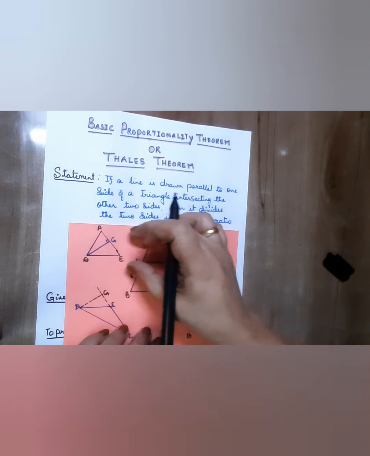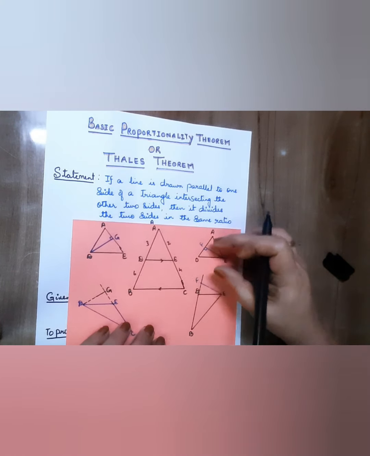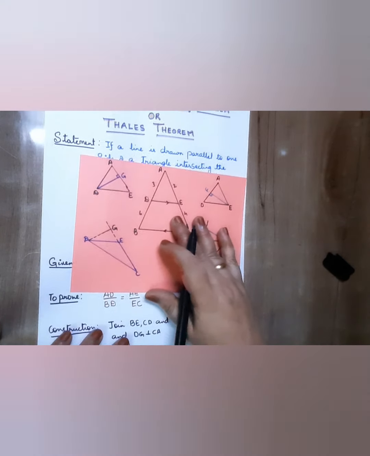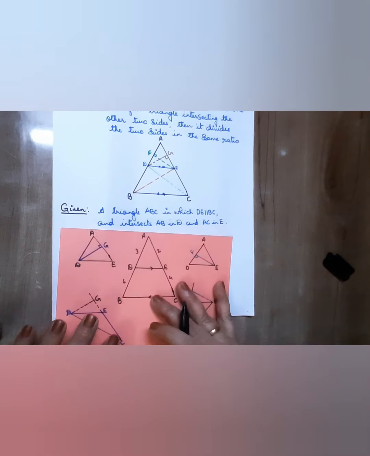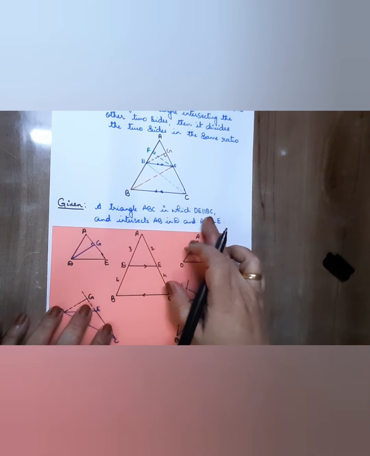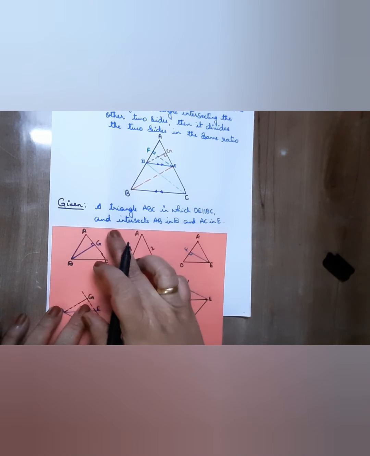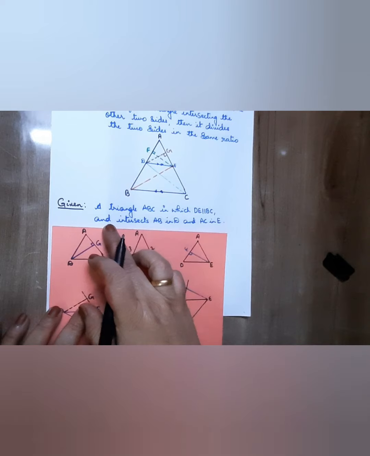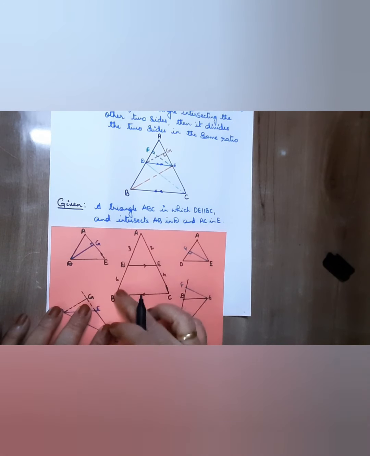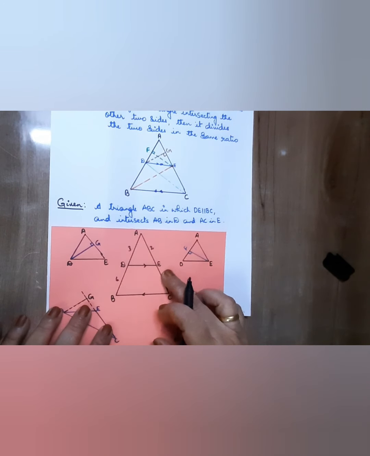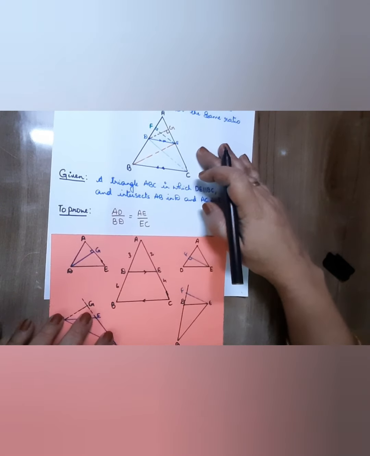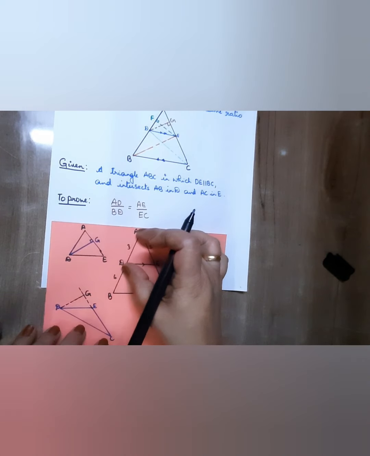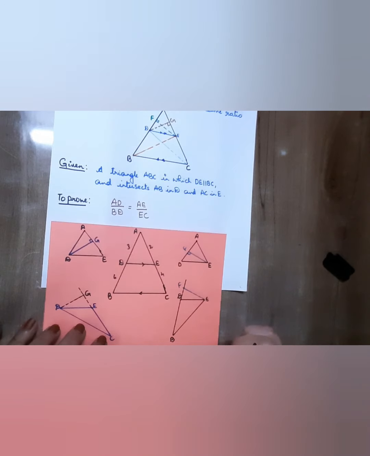Here you can see I have just pulled out this triangle ADE one time, ADE here. Then the next part goes here. Given a triangle ABC in which DE is parallel to BC and intersects AB in D and AC in E. That is what is given over here. Then we have to prove AD by BD equals AE by EC. We have to prove this. For this, a construction is required, which will help.